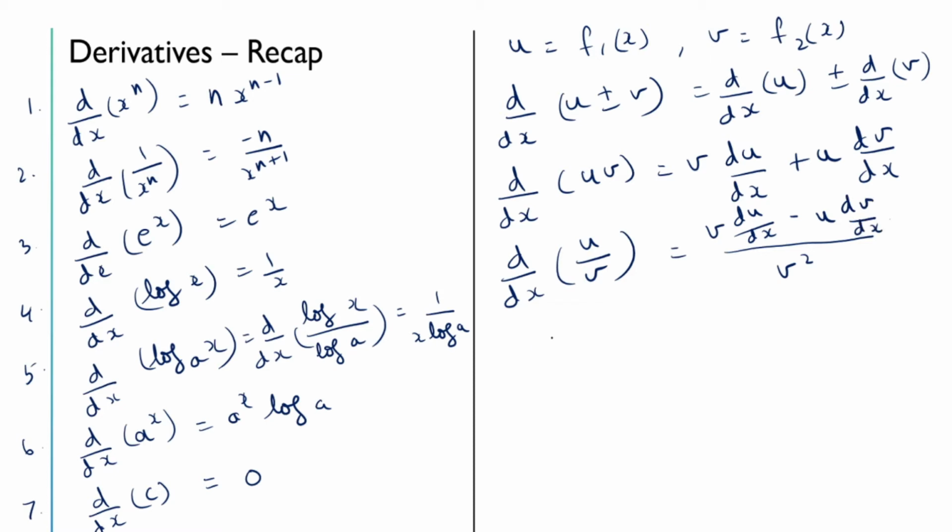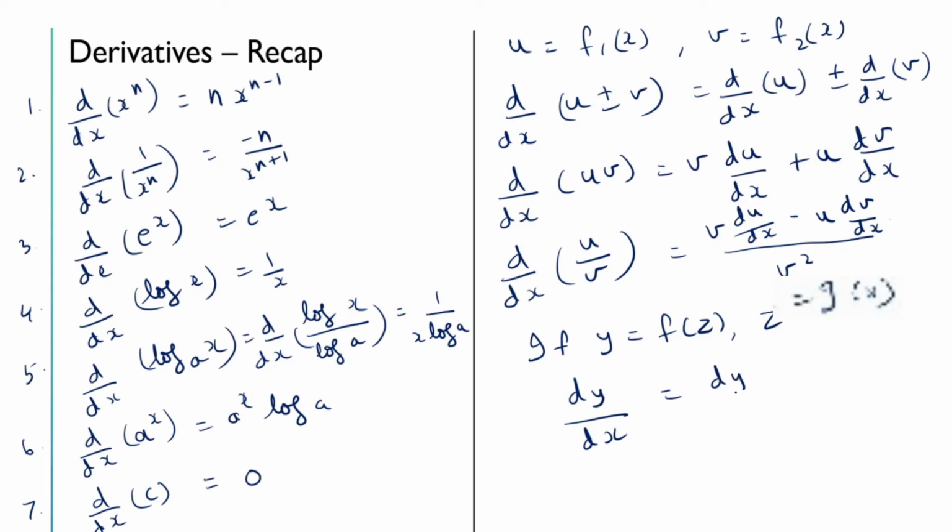Now we'll see the derivative of composite functions. So if y is a function of z and z is a function of x, then dy by dx is equal to dy by dz into dz by dx.